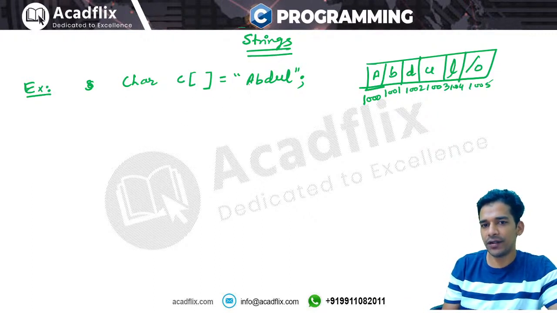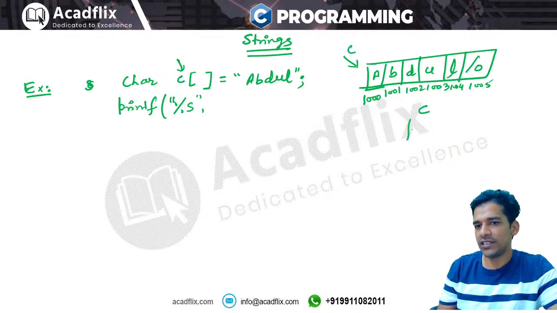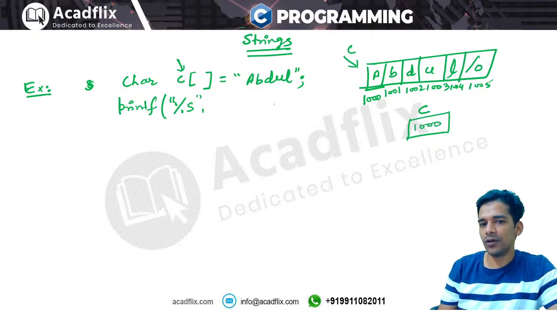So if you want to print this string, you simply pass the base address to printf, and the format specifier for the string is %s, right? We know that the name of the array keeps the base address of the string, so C is pointing to the base address of the string. That means C is a pointer which is keeping the base address of the string. So you can simply say C, and this will print the string Abdul, right?